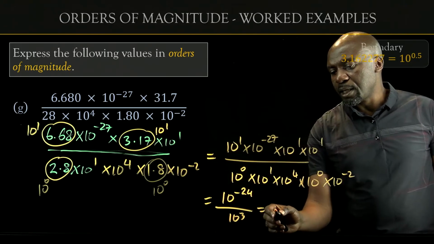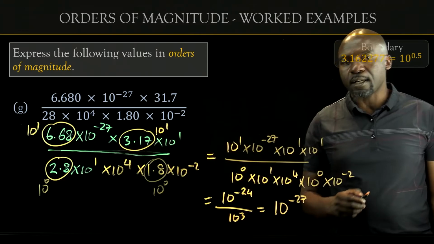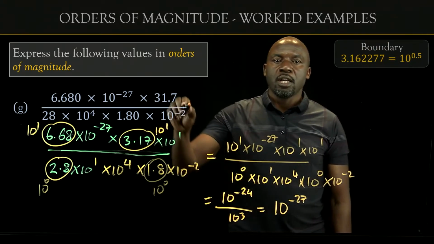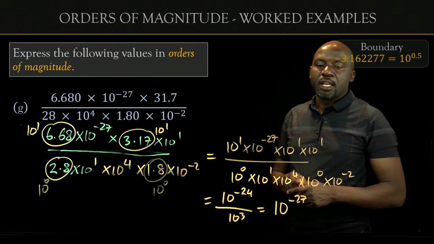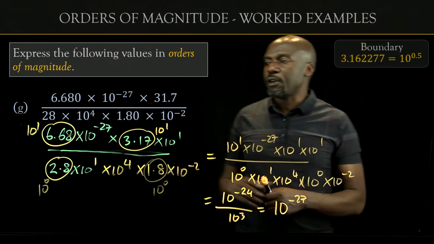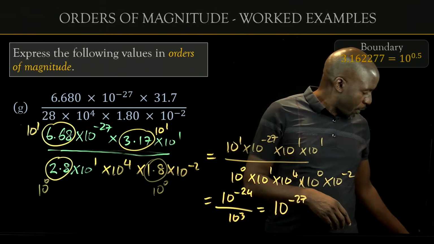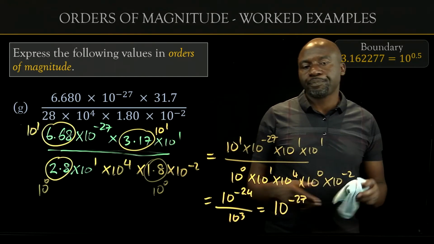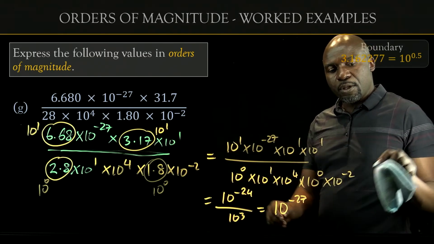And then I can bring that up and I have 10 to the power of negative 27, like that. And so in orders of magnitude, this thing here reduces to 10 to the power of negative 27. It's not so organized. I think I prefer to type it, but hopefully you've understood what we have done. Okay. Try it out and be sure that you're getting the same answer.